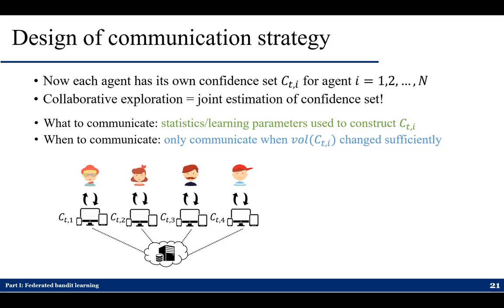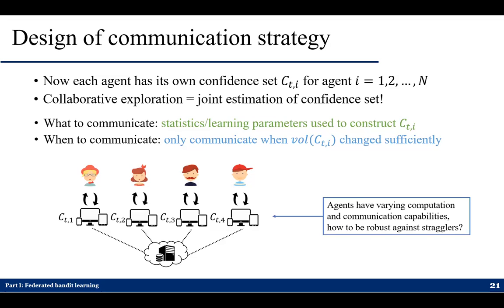And in order to make this process communication efficient, we should only communicate when we find out that the volume of the confidence set has changed sufficiently, meaning that some other agent finds out that it has collected so much useful data, and has shrunk its confidence volume so much, that it should share that knowledge with the others, so the others won't waste their time exploring things that are already known by this agent. So this is the design principle of this whole line of research.